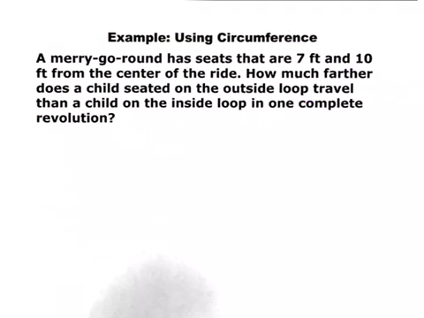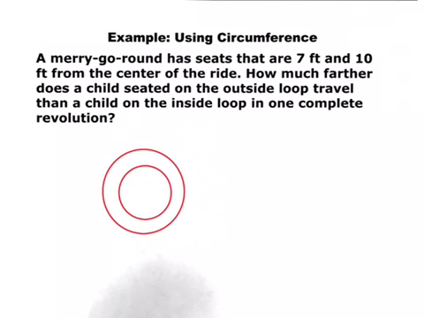A merry-go-round has seats that are 7 feet and 10 feet from the center of the ride. How much farther does a child seated on the outside of the loop travel than a child seated on the inside of the loop in the completion of one rotation? So let's see if we can draw the merry-go-round. It's not perfect. Let's try that again.